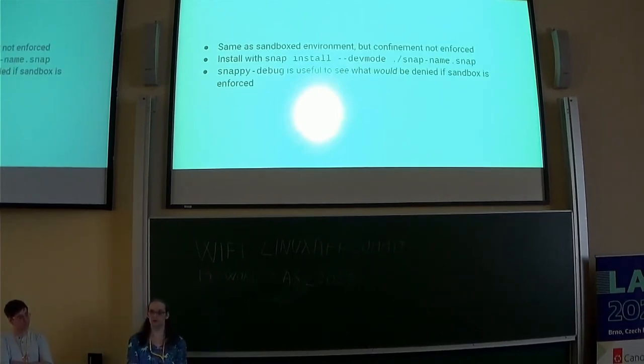You can also use dev mode, which installs the snap as though it's confined, but all confinement enforcement is turned off. This enables you to use a program called Snappy Debug, which is available in the Snap Store. That is a terminal app that you can run alongside your app while you launch it. It will print onto the terminal any confinement rules that are causing your app, or that would cause your app, to not work if it was enforced. A common way of running that is to start your app in one terminal and have Snappy Debug running in the second terminal.